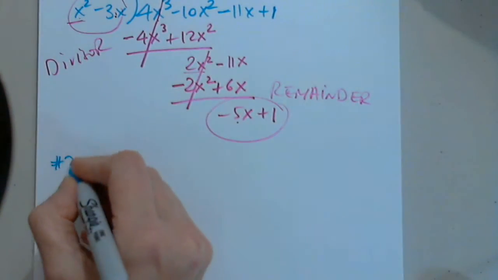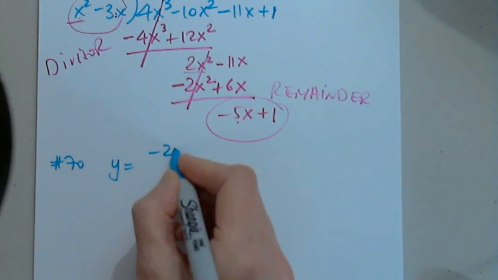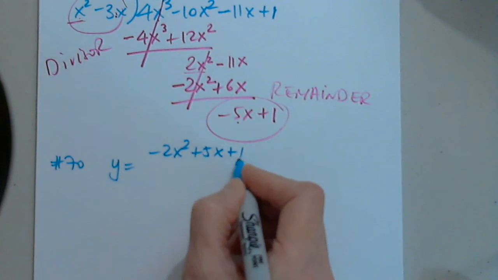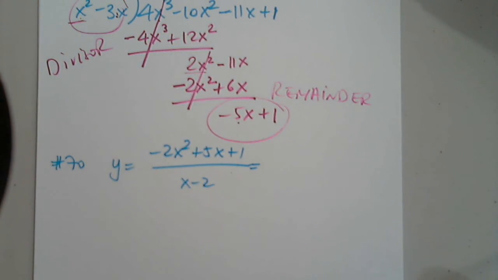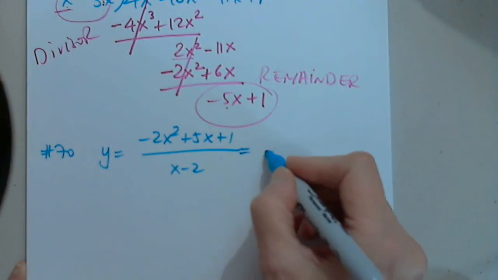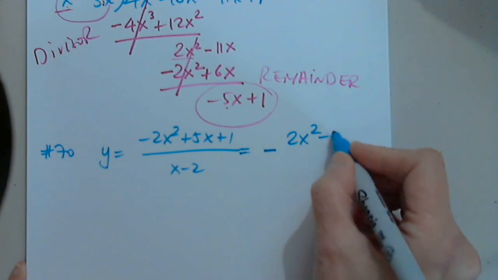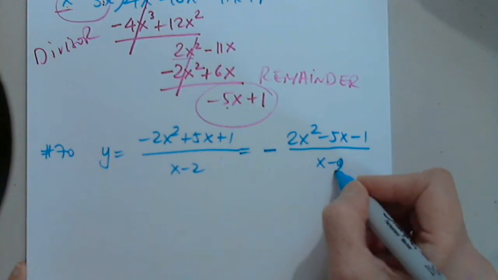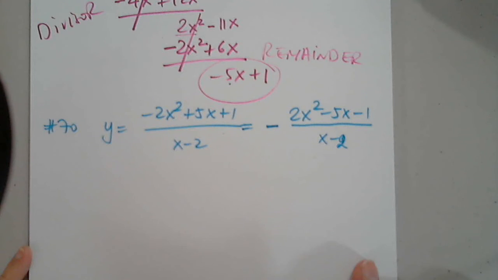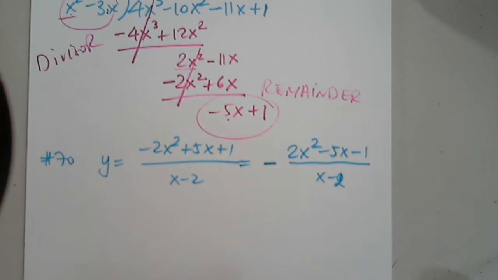So I'm going to put it in the correct order. So y equals negative 2x squared plus 5x plus 1 over x minus 2. And I will immediately do this. I hope you become allergic to a negative leading coefficient as I am. Okay, perfect. I want to see if this 2x squared minus 5x minus 1 has real solutions. It does, but what are they?